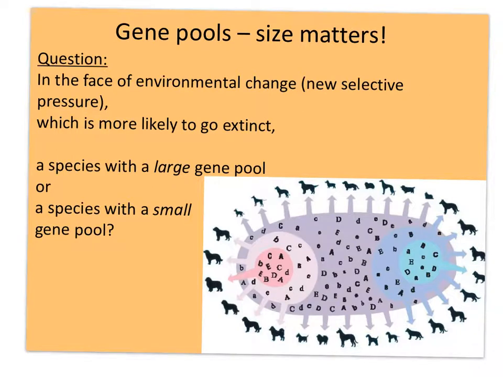So in the face of environmental change, a new selective pressure, which is more likely to go extinct? A species with a large gene pool or a species with a small gene pool? Well, as I mentioned, selection works in large gene pools. Populations can evolve. In small gene pools, there are usually fewer alleles, and the chances of losing an allele or one allele going to fixation are so great because of drift that a species with a small gene pool is under a much greater probability of actually going extinct.